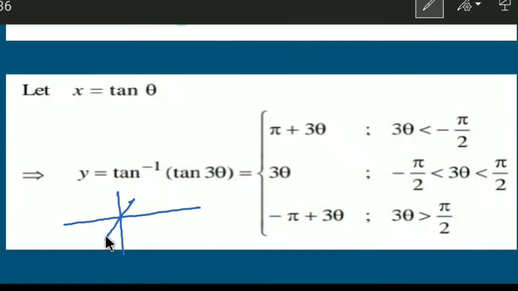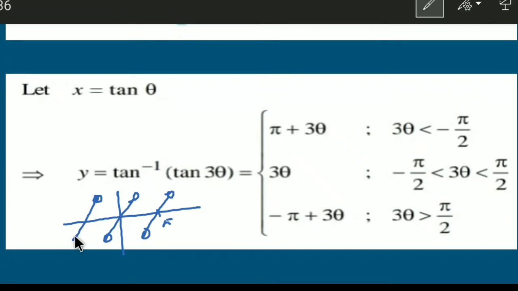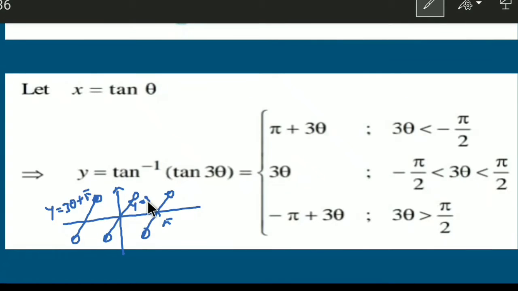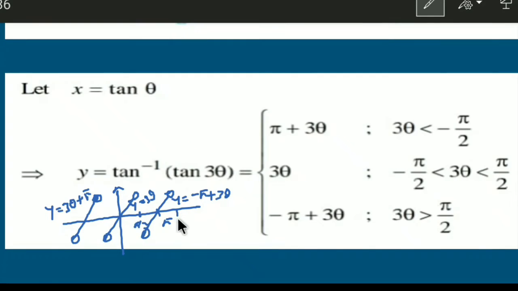This is the x and y axis, and here this is the line y equal to x, and once again the line which is passing through pi, what we have discussed over there. And this is once again another line, that is y equal to x plus pi. So 3 theta plus pi here, and this is the graph of tan inverse tan 3 theta, and y equal to, here you can say 3 theta, and here you say y equal to minus pi plus 3 theta. So this is the graph when this is pi by 2 to 3 pi by 2.